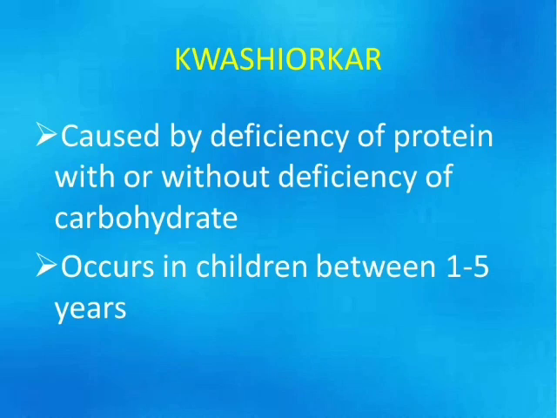Kwashiorkor is a serious protein deficiency disease, and it is prevalent among babies and young children aged 1 to 3 years. It is caused by deficiency of protein with or without deficiency of carbohydrate, and severe protein deficiency in the diet leads to kwashiorkor. If not treated early, more than half of the children suffering from kwashiorkor die.